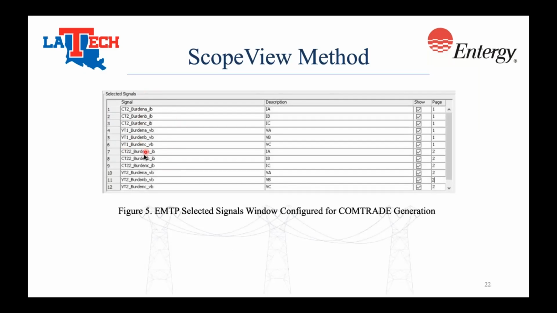Here's an example of the selected signals window. As you can see on the left, here are the signals as I've selected them. Under description, I triple-clicked and renamed each, and then I have 6 on the first page and 6 on the second page.